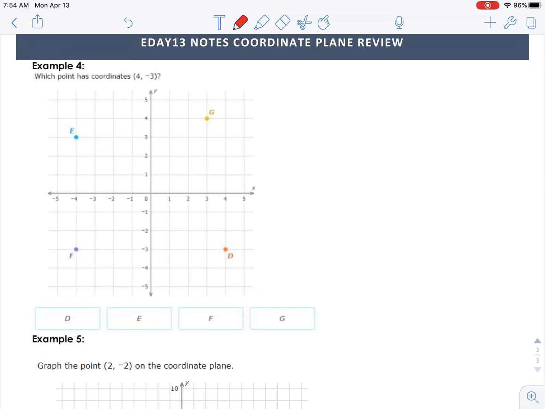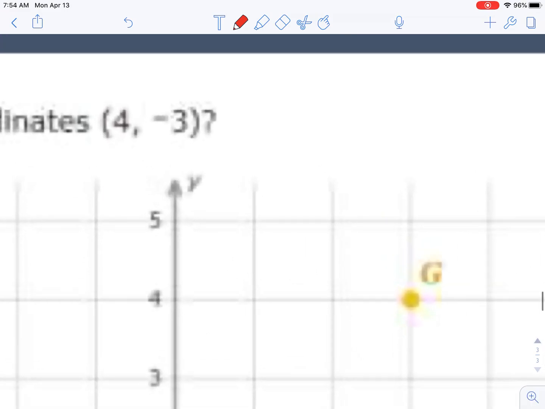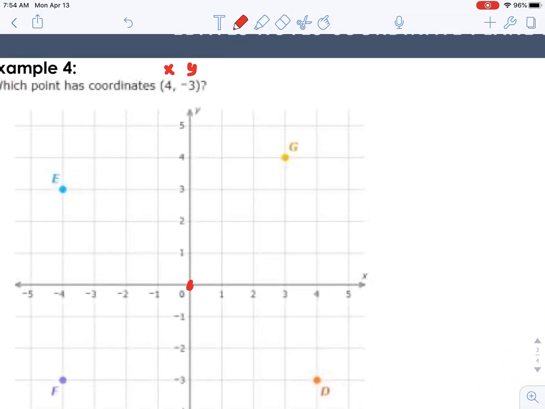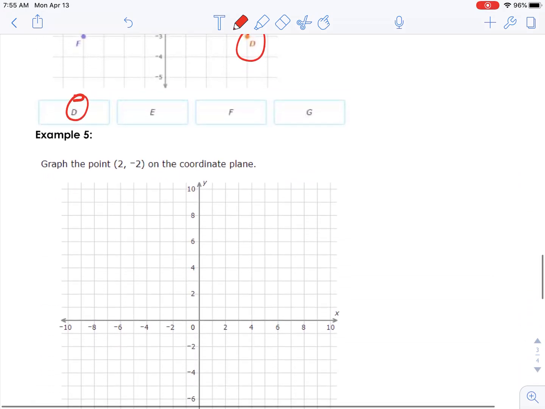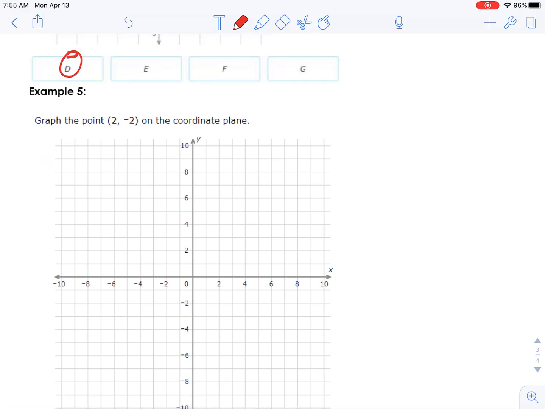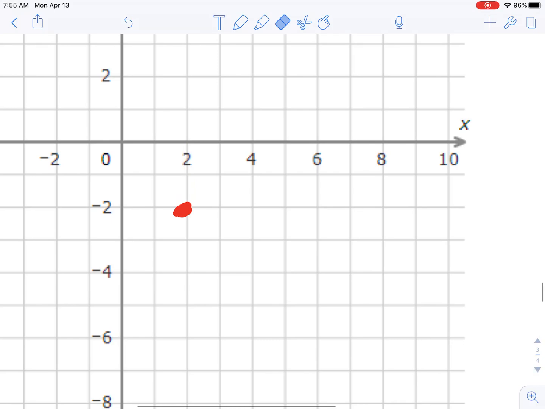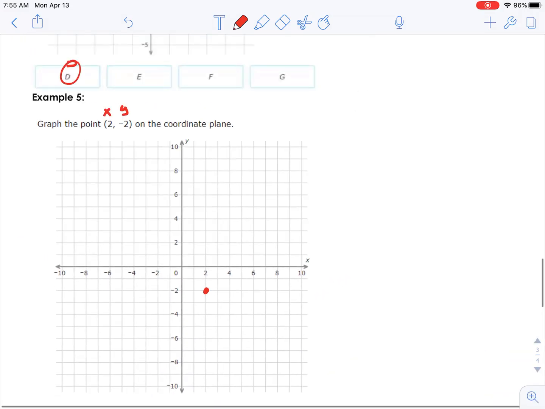So it says, which ordered pair is a coordinate for -3? Remember, this is always your x and then your y. So start at 0, go to 4. Then it says -3, which means we're going to go down 3. So our ordered pair is D. Now they have some where they want you to do the graphing. So 2, -2. Start at 0, go right 2, and then down 2, and then plot your final point. So all you would have in your picture is this final red dot.